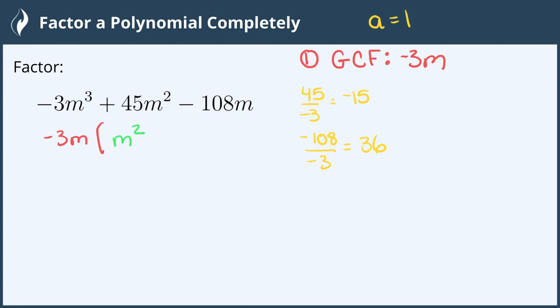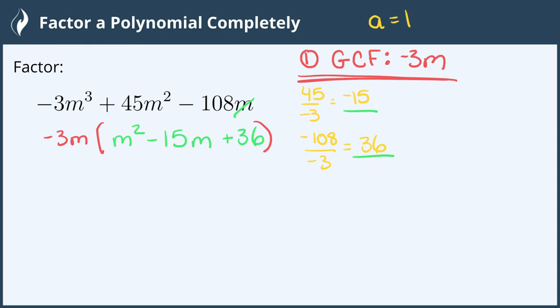Positive 45 divided by negative 3 we found is negative 15, so minus 15, and we factored one of the m's out, so we're left with 1. And negative 108 divided by negative 3 gave us positive 36, so positive 36, and one of the m's canceled out with one of the m's that we factored out, so we have just positive 36. Now we have our greatest common factor factored out to the beginning, and now we have a trinomial, and the numbers are smaller, which makes factoring much easier. So we always look to see if we can find a greatest common factor because it makes factoring much, much nicer.